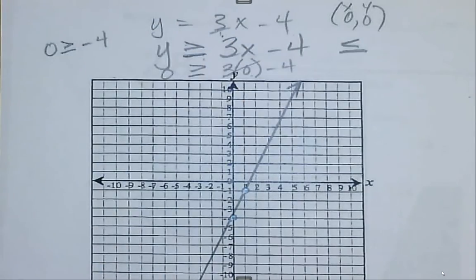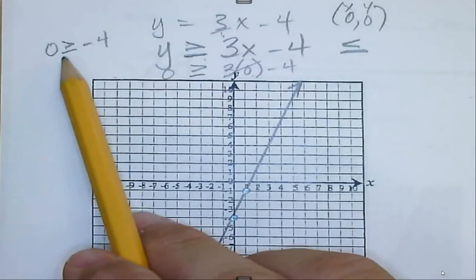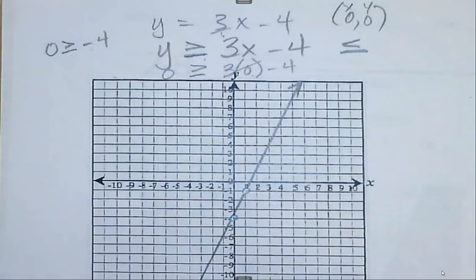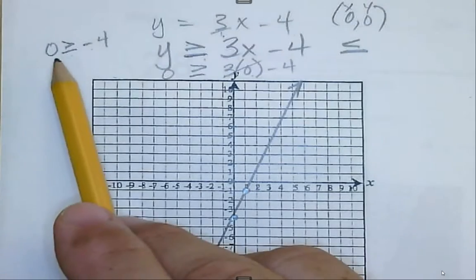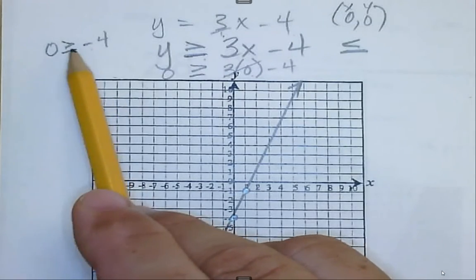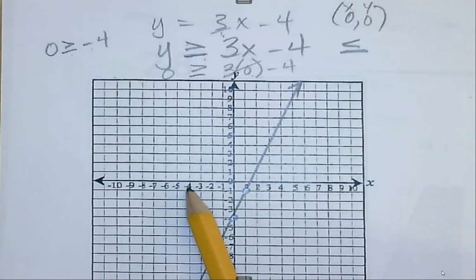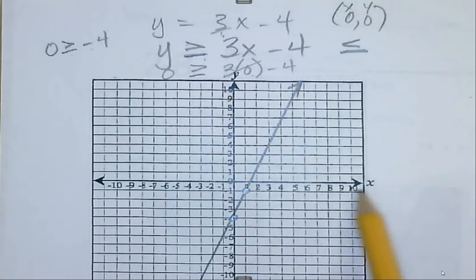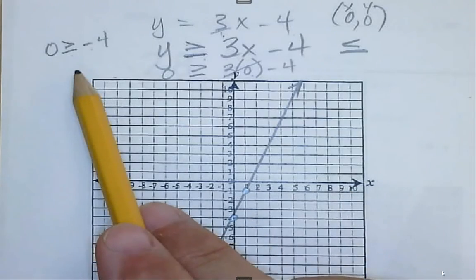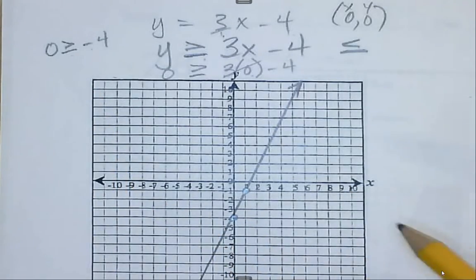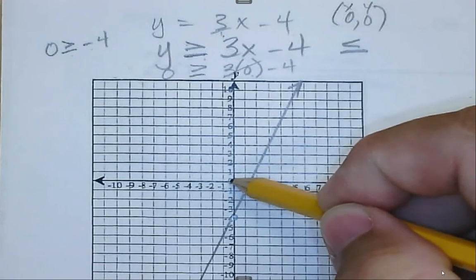So the question becomes, is 0 greater than or equal to negative 4? Is that a true statement? Well, that may be a little bit counterintuitive to think about, but 0 is greater than or equal to negative 4. It is greater than negative 4 on the number line. And as a matter of fact, we can look right here. Here's negative 4, there's 0. These numbers going this way are greater, so we know that that is a true statement. Because that's a true statement, I'm going to shade toward 0, 0.